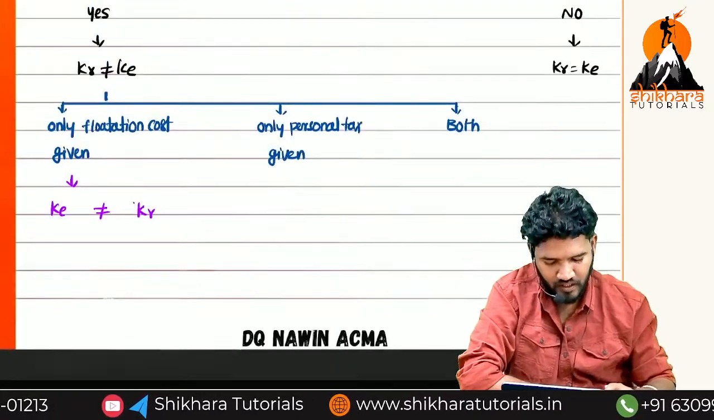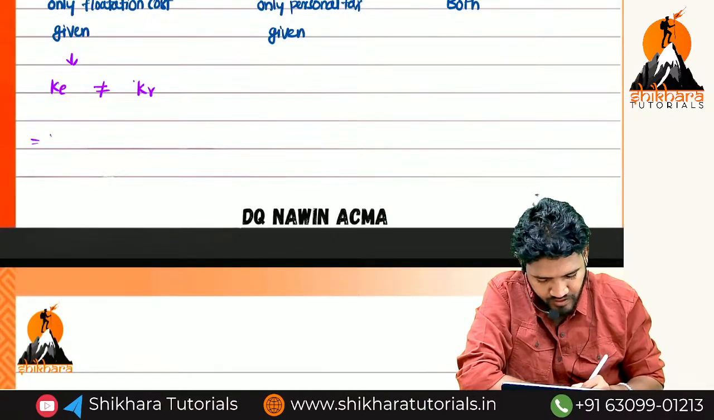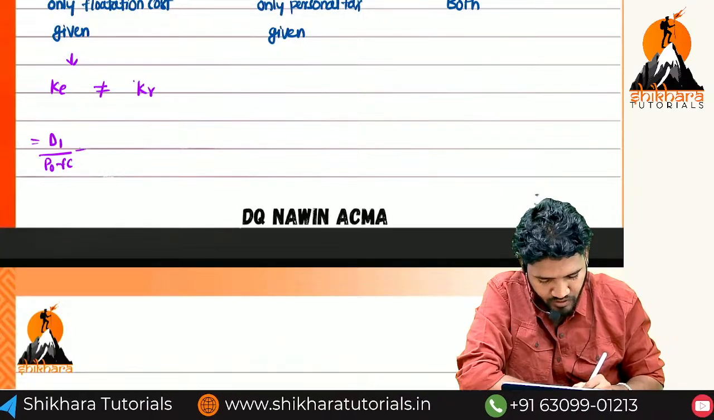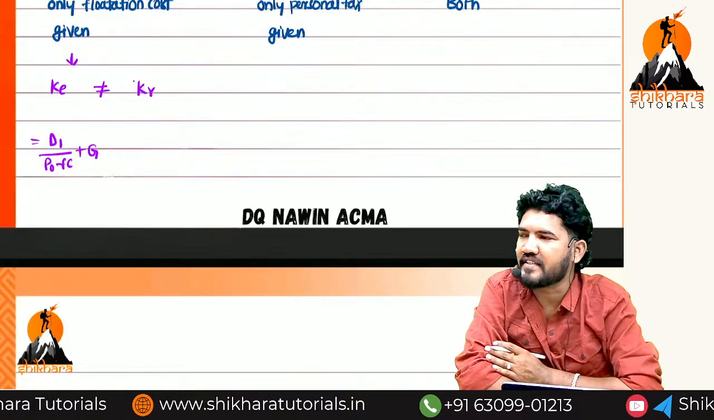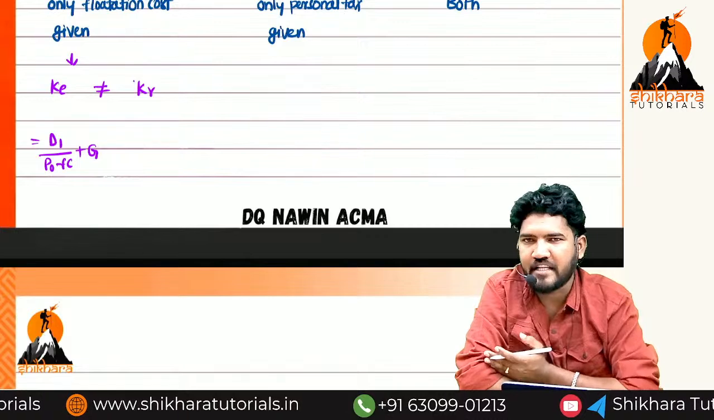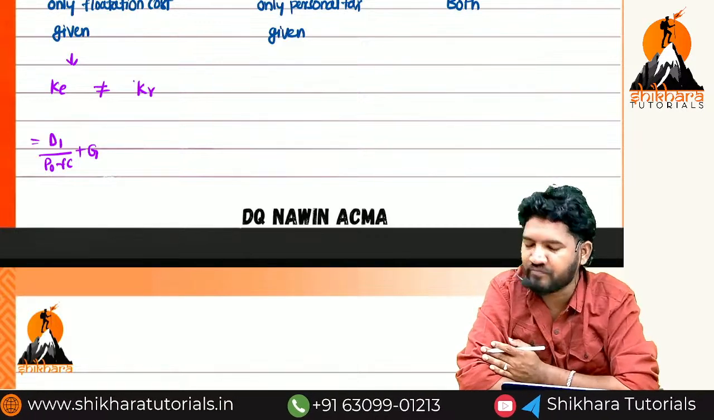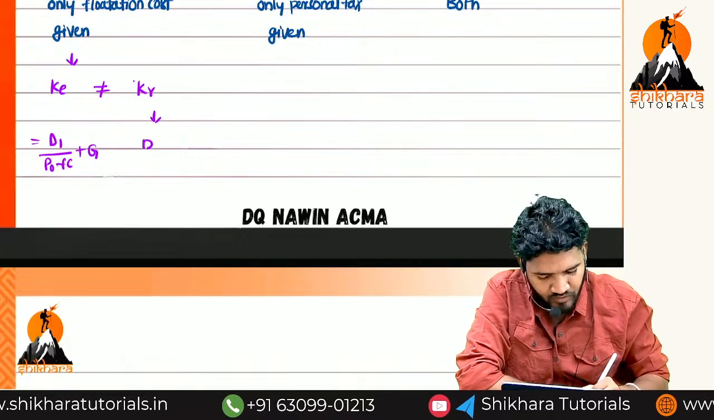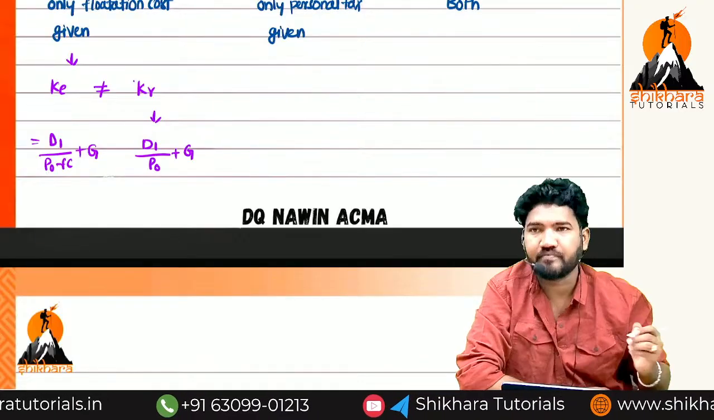Okay. Now, can I write like this? T1 divided by P0 minus flotation cost plus growth for KE calculation. Yes or no? Generally, how you calculate KE with growth dividend model? Expected dividend divided by P0 minus flotation cost plus growth only. Now, when it come to KR, T1 divided by P0 plus growth.